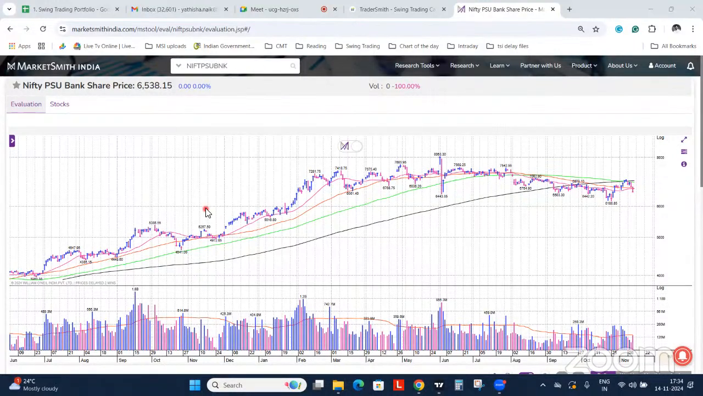Immediate support in the PSU bank index is placed in the range of 6300, almost 200 points away from the current level. Suppose it breaches 6300, then more negativity may follow. To turn bullish, the PSU index must cross and hold at least 7000, almost 10% from the current level. Only then will we say it is a confirmed trend reversal. Otherwise, it is sideways with a negative or downside bias in the PSU banking index.